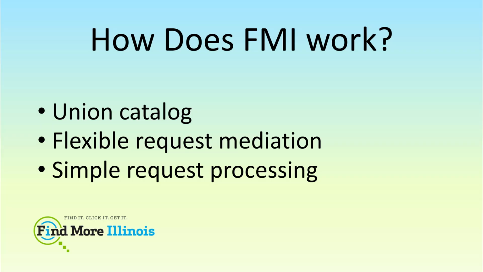Find More Illinois maintains a union catalog of records shared among its members. Each member library selects which of their items will be available to FMI borrowers. Users search the union catalog for items and then submit requests. The software routes those requests to potential lenders while considering item availability and other factors. Lending libraries decide whether to send requested items. If they don't, the request is routed to the next potential lender. If they do, staff use SHAREit and the library software to prepare the item for Rails delivery.